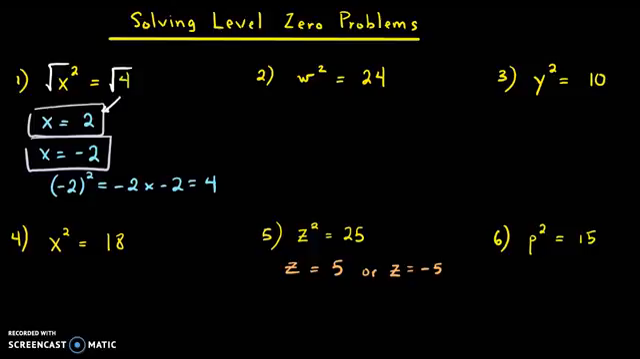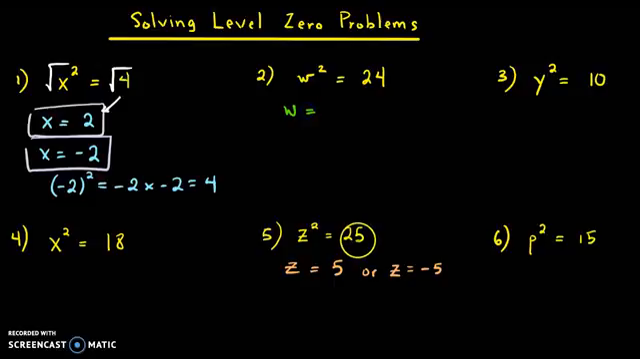Let's jump to number 2. So we have w squared is equal to 24. Alright, so again, we're looking for something. That's a weird looking w. Let me do it again. So we have w is equal to something.